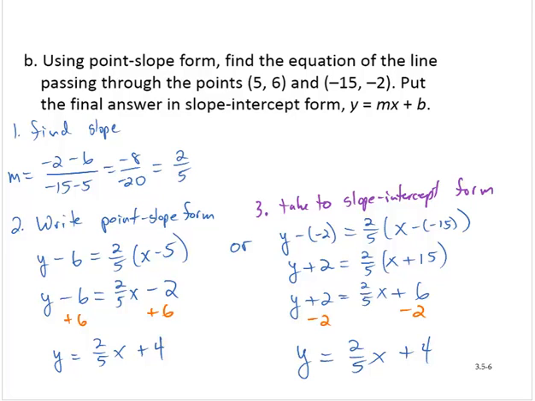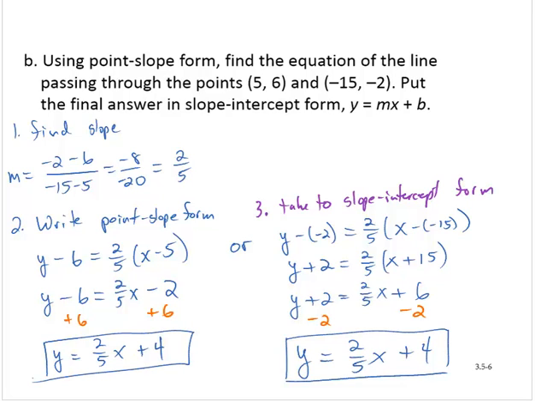So what was the point here? As long as you find the slope correctly, it doesn't matter which of the points you use in the point-slope form. You get the same slope-intercept form in the end, no matter which point you use.